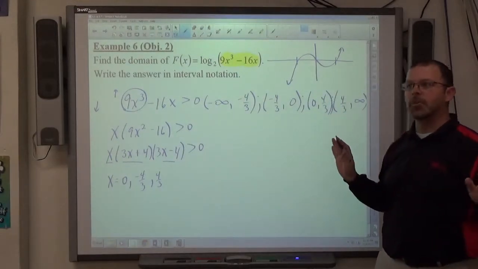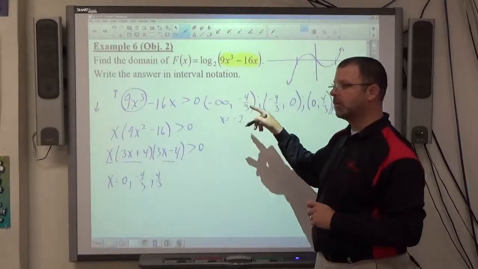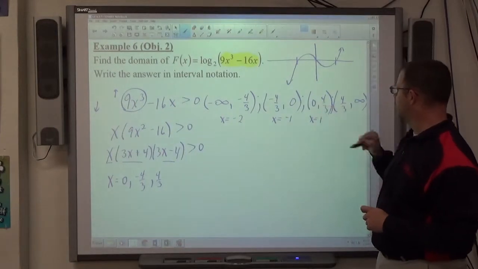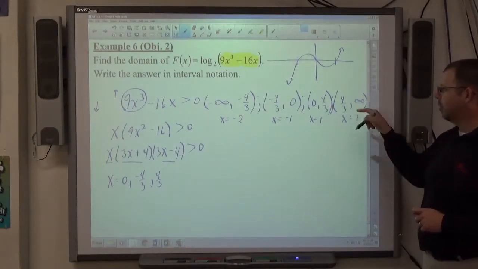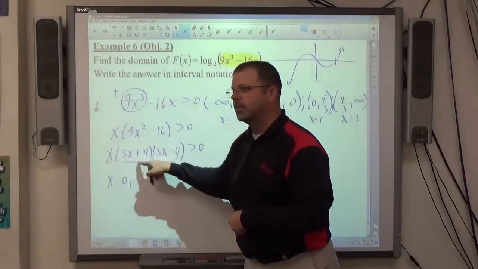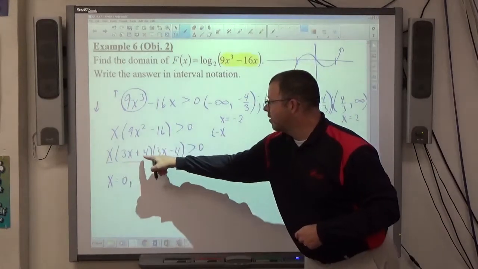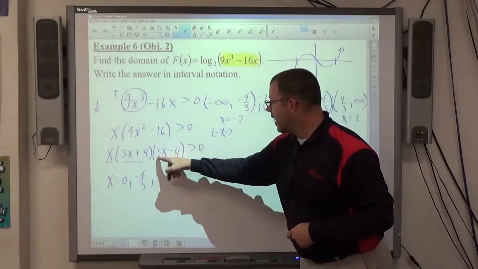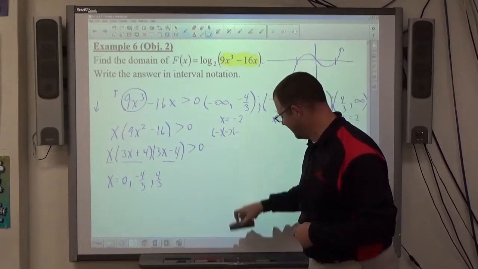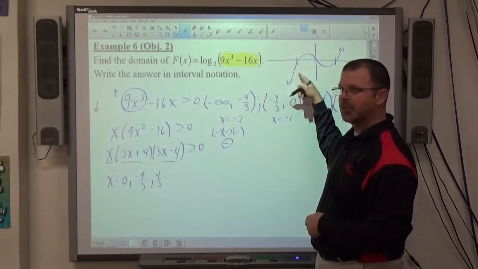If I wanted to be 100% sure though, I can pick x equals negative 2, which is between those numbers, x equals negative 1, x equals positive 1, and x equals positive 2, each between those numbers. All I have to do is figure out the product. For negative 2, x is negative, negative 6 plus 4 is negative 2, negative 6 minus 4 is negative 10. The actual value doesn't matter, the sign matters. Three negatives make a negative, which verifies my assertion.